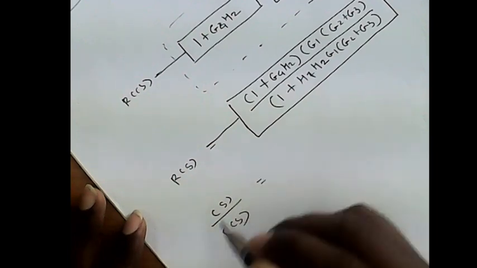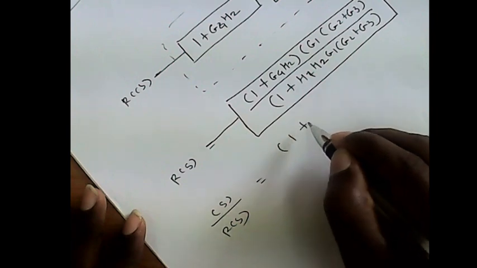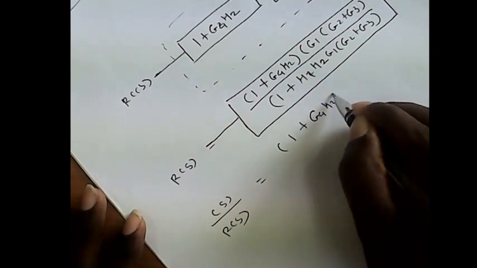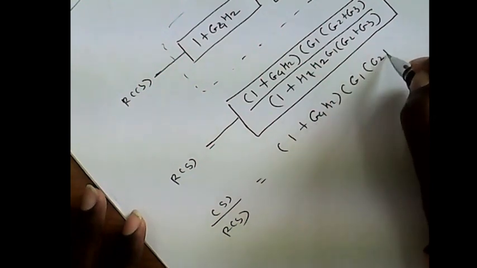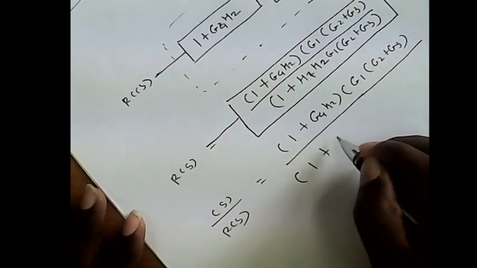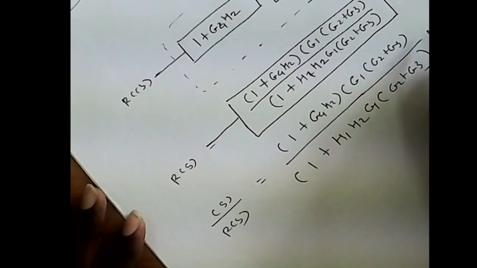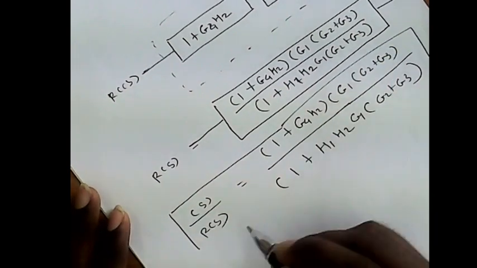Then C(s) divided by R(s), that is the transfer function, is nothing but (1 plus G4 into H2) (G1 G2 G3) divided by 1 plus H1 H2 G1 (G2 and G3). So this is the required transfer function for the given block diagram.